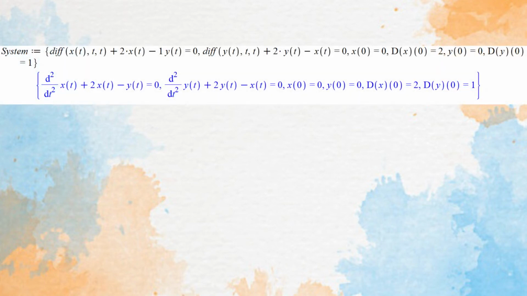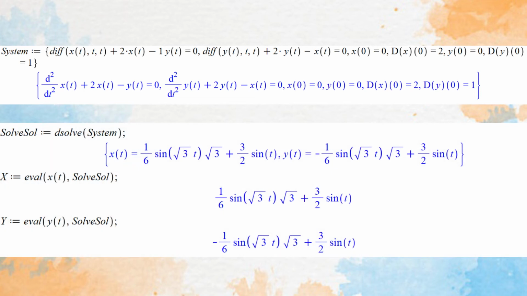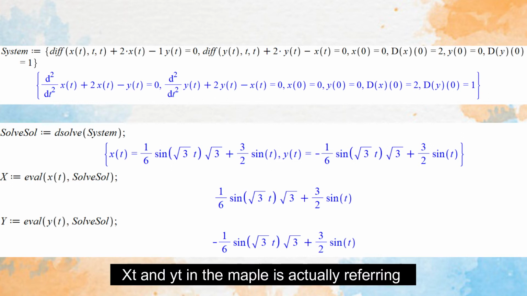To verify the answers that we have got just now, we use Maple to solve this problem. We just put in the equation and the parameters of the model, and then, as you can see, we get the exact same answers as in our manual calculation just now. The xt and yt in Maple actually refer to x1t and x2t in the manual solution.